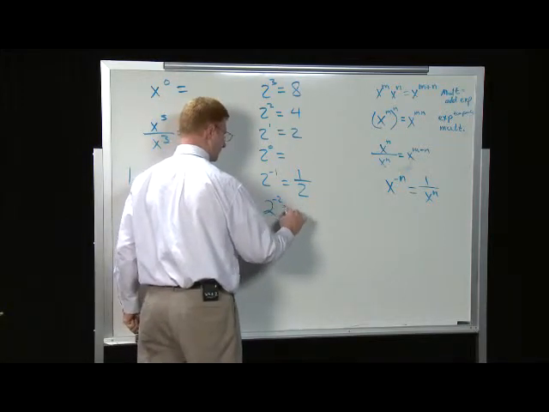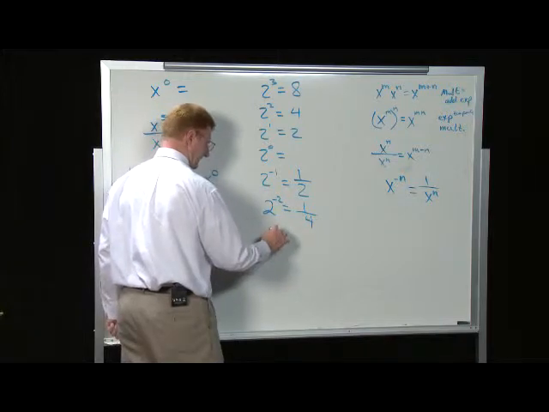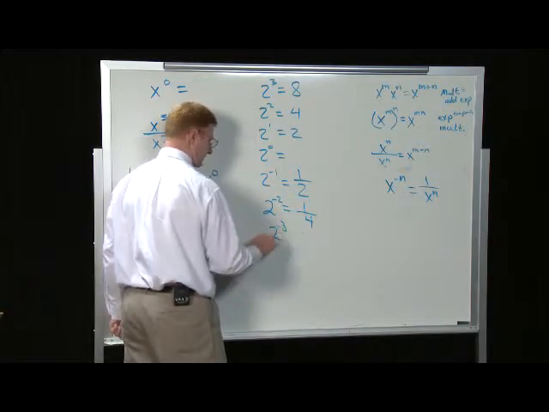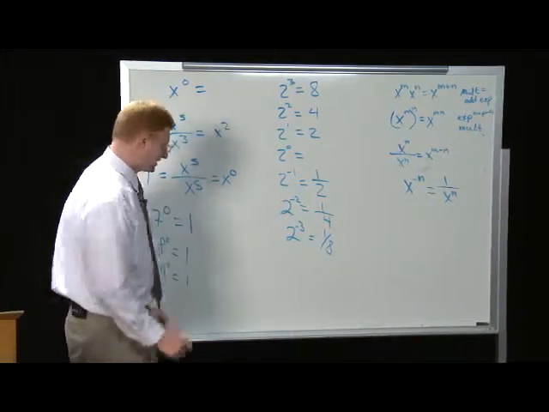2 to the negative 2 is 1 over 2 squared. It's 1/4. 2 to the negative 3, 1/8.